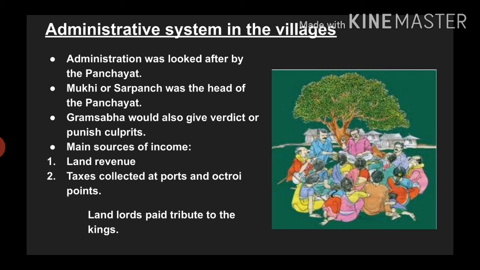At that time, land revenue was the main source of income for the kingdom, and each kingdom had different ways of collecting land revenue. Usually, one sixth of the cultivation was taken as the land revenue, but apart from this, some taxes were also levied, such as the octroi, and taxes were collected on the ports. Landlords collected the tax and paid tribute to the kings.